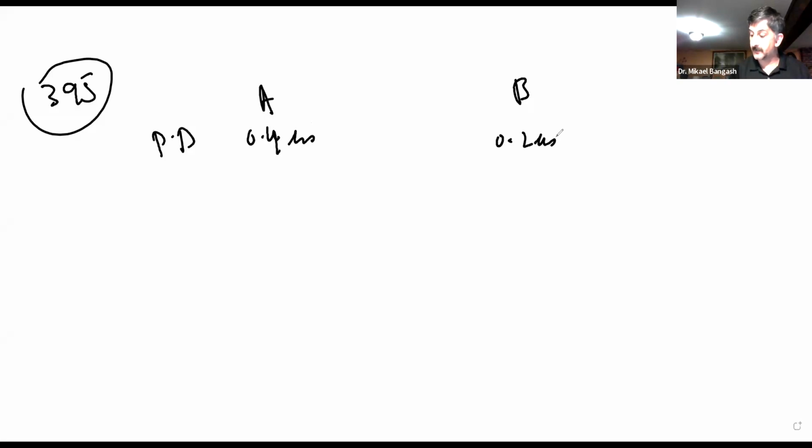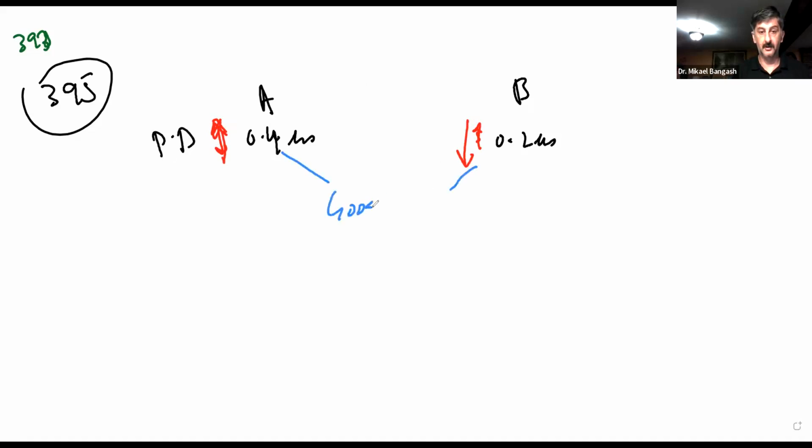Which is most likely to provide the best temporal resolution? This is the same question, just asked in a different way, as we did in question number 393. Here we can say this one has a shorter pulse duration and this one has a longer pulse duration. No, sorry, opposite. But that is not going to help us determine which of these two will give us a good or bad temporal resolution, mainly because your pulse duration is not related to your temporal resolution.